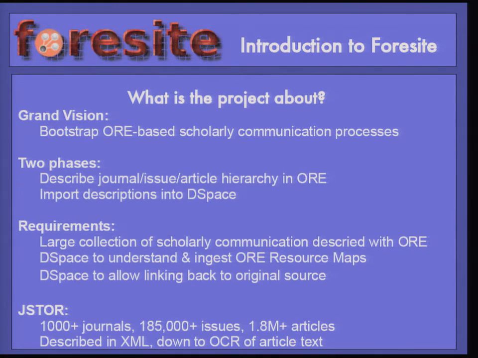We need DSpace to be able to understand and ingest these, and we need to allow DSpace to link back to the original source. So this is not about ingesting content, this is about ingesting resource maps which describe content on the web. Real pass-by reference. JSTOR got involved because they have over 1,000 journals. They've got nearly 200,000 issues with nearly 2 million articles. And so, like I say, we've got 6 terabytes of source XML, which translates into around 200 gigabytes of resource maps. So that'll be interesting to see DSpace come to its knees when we try and put that in.